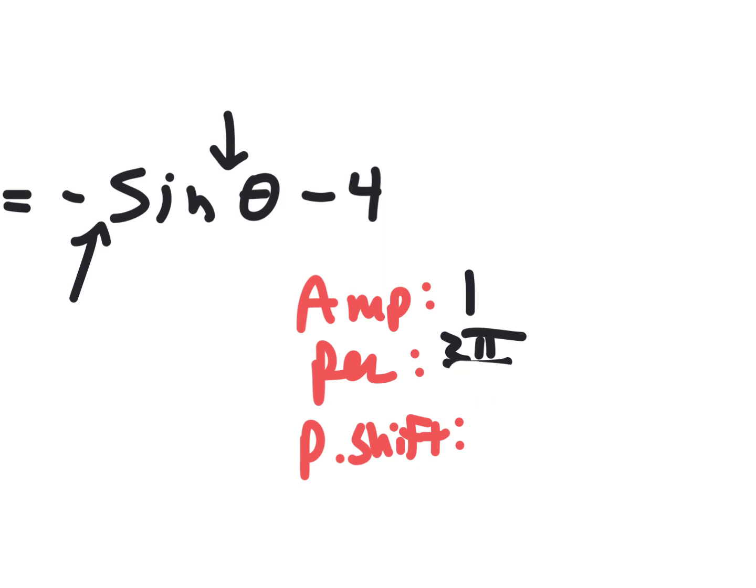What's that for? That 4 is not the b term. That 4 is a move up or down. And that is not a phase shift. That's just moving the whole graph up or down. A phase shift would have to be inside here in a parentheses. So I know, trick question. There was no phase shift.